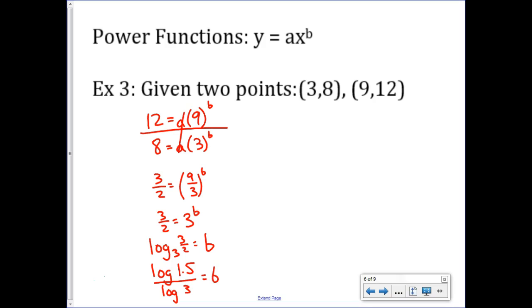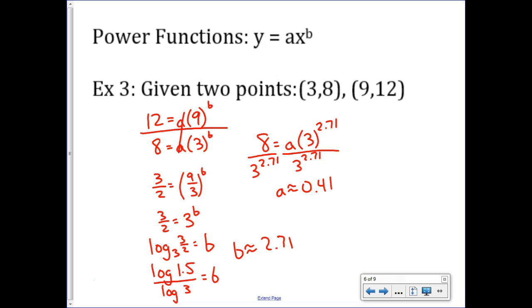Plug that in, you should get b is approximately 2.71. From there, we're going to plug back in, and so I'm going to use my smaller values here. So 8 equals a times 3 to the 2.71. I'm going to go ahead and divide out 3 to the 2.71 and just type that all in at once. So a is approximately 0.41. So then I have y equals 0.41 is my a, x to the 2.71 power.